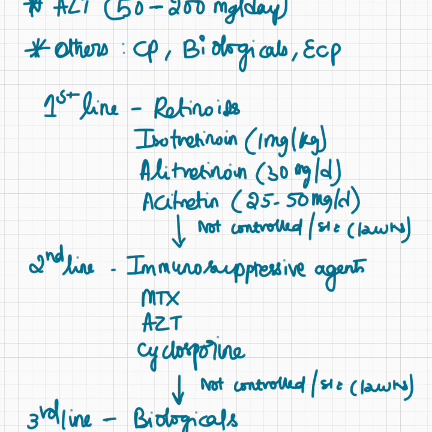Now coming to the treatment ladder, first line of choice are going to be the retinoids. So isotretinoin in a dosage of 1 mg per kg, or alitretinoin in a dosage of 30 mg per day, or acitretin in dosage of 25 to 50 mg per day are to be started. If the disease is not controlled, or if any side effects are seen over the next 12 weeks, then second line of drugs such as the immunosuppressive agents, which include methotrexate, azathioprine or cyclosporin, are to be tried.